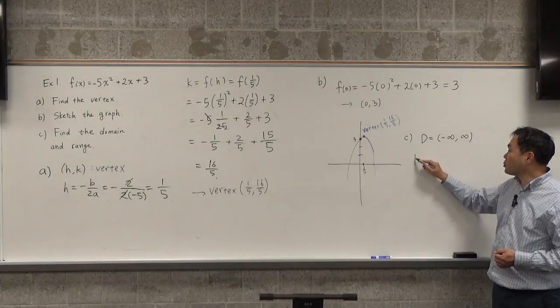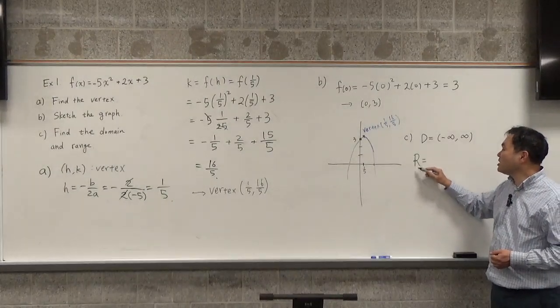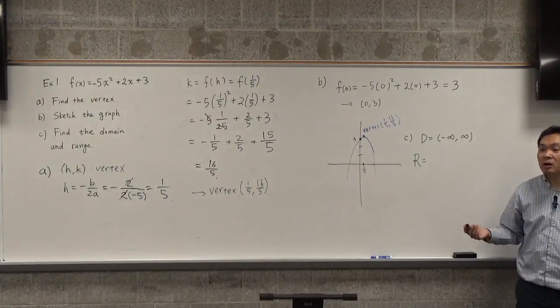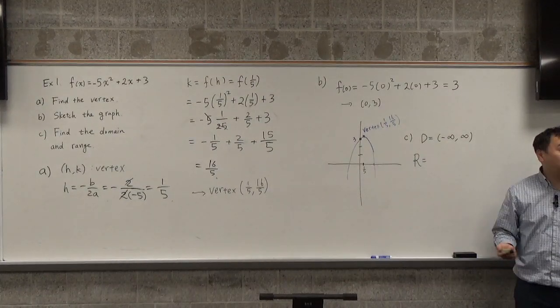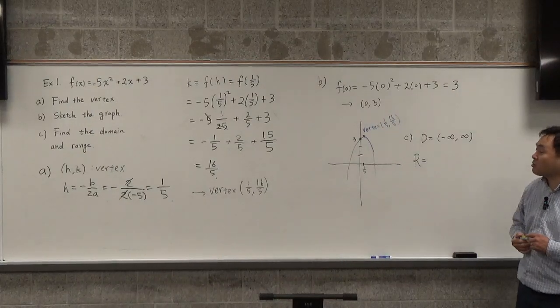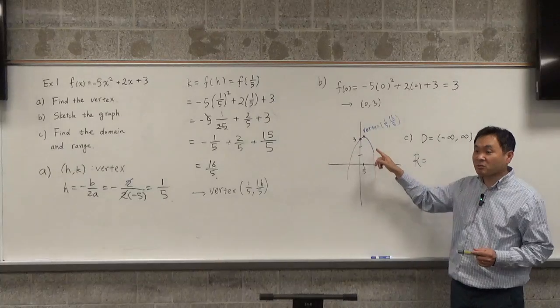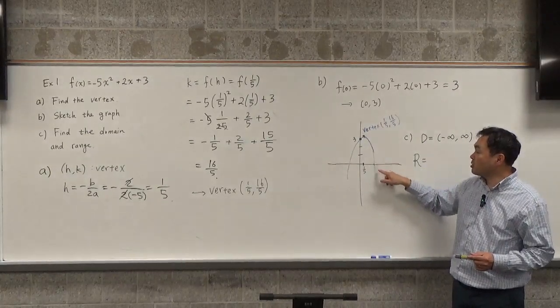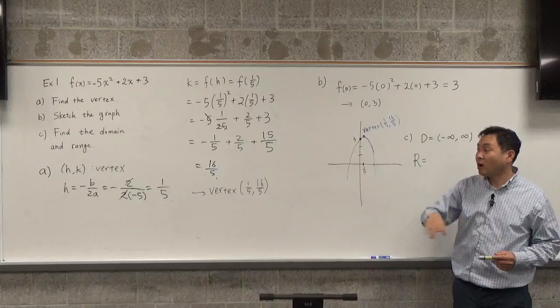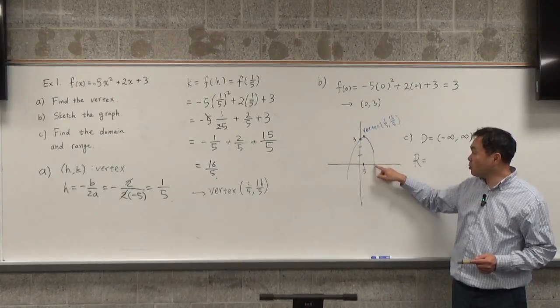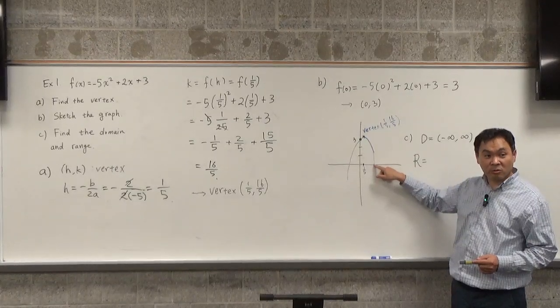Okay, now let's think about the range. What's the meaning of range? All the y values, all the outputs of the function. So here, because the y values are the outputs of the function, at each point you're really looking at the altitude of that point. Can it reach 0? Yes, of course. This point has 0 as its altitude.